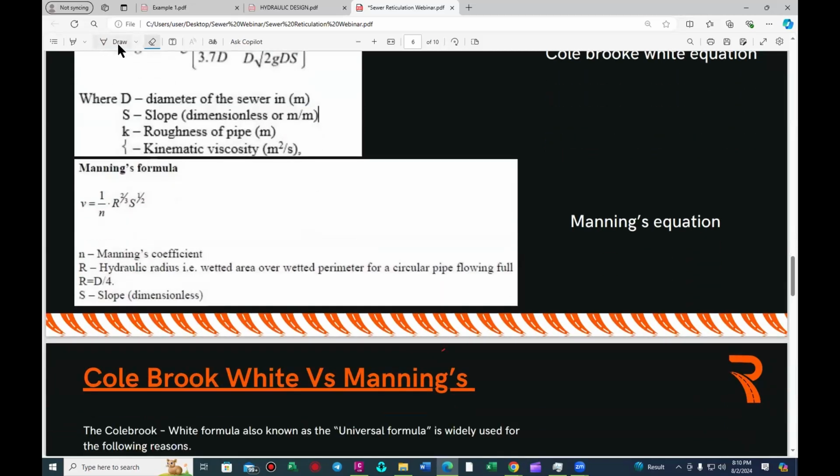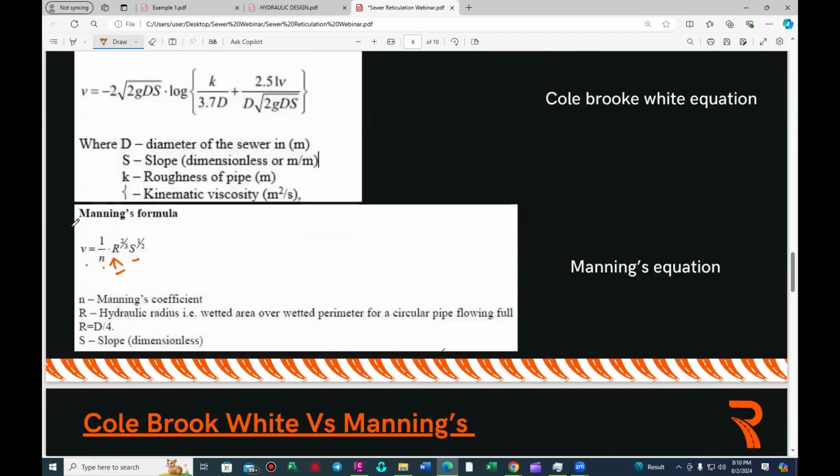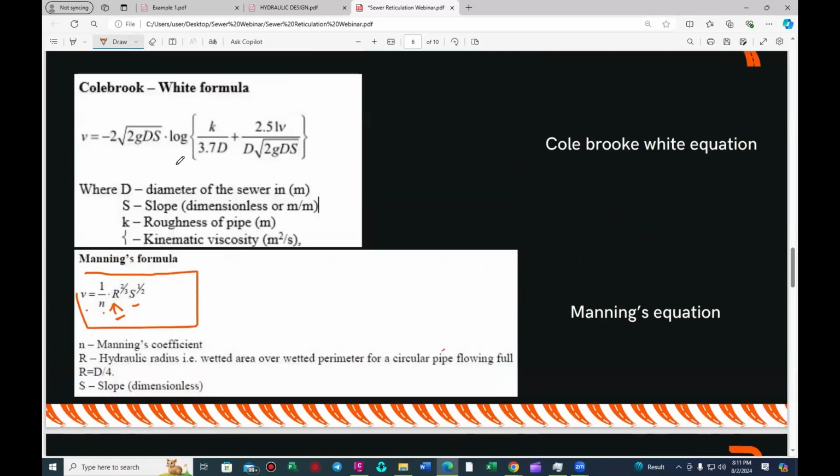Then we come to our Manning's equation, right? We've got V, we've got our n, which is the Manning's coefficient. We've got the hydraulic radius. This is why I always run away from the Manning's equation. It's the issue of the hydraulic radius; it gives me so much stress. Hydraulic radius is the wetted perimeter over which a circular pipe is flowing full, right? It's a whole different calculation there. Then we've got our slope. People usually choose the Manning's equation because it looks simple, right? It has got like what, two parameters in it, compared to this Colebrook-White that looks scary, right?